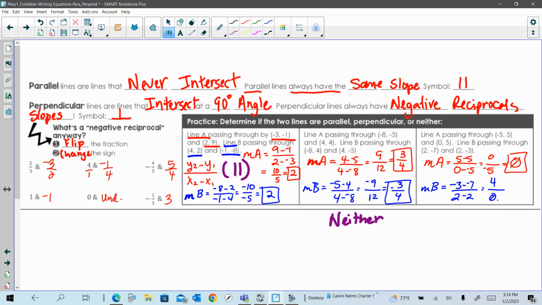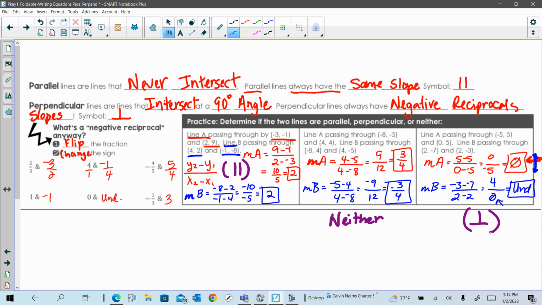You have to remember whenever you have that 0 in the numerator, and the denominator at the bottom, this would be undefined. And because we have 0 and undefined, this means this line is a horizontal line, and undefined means it's going to be vertical. All horizontal and vertical lines are perpendicular. So that's what we should have for that last box.